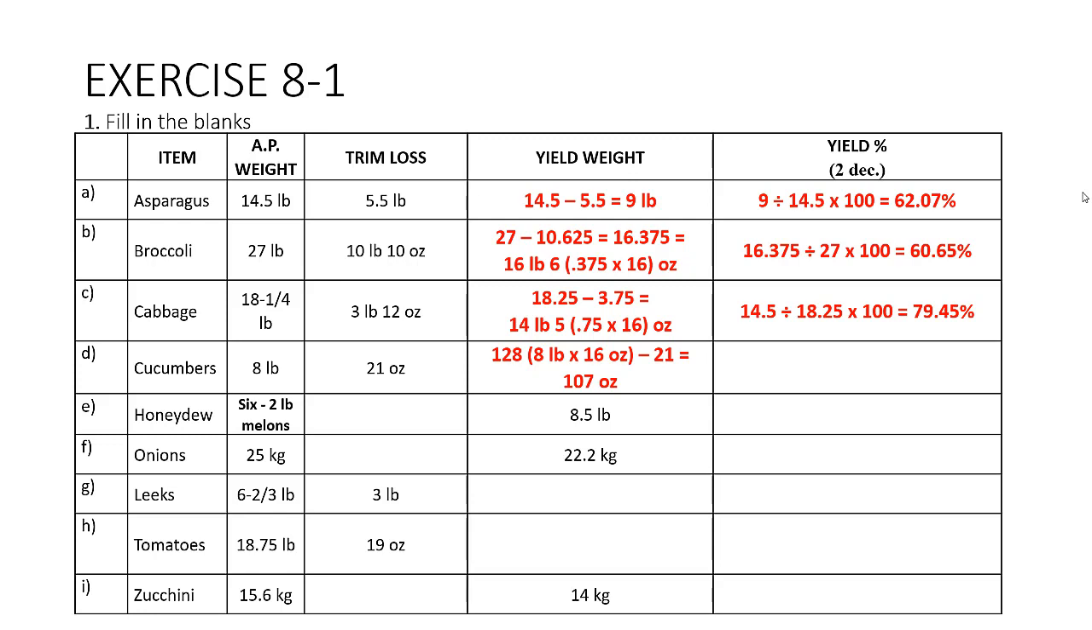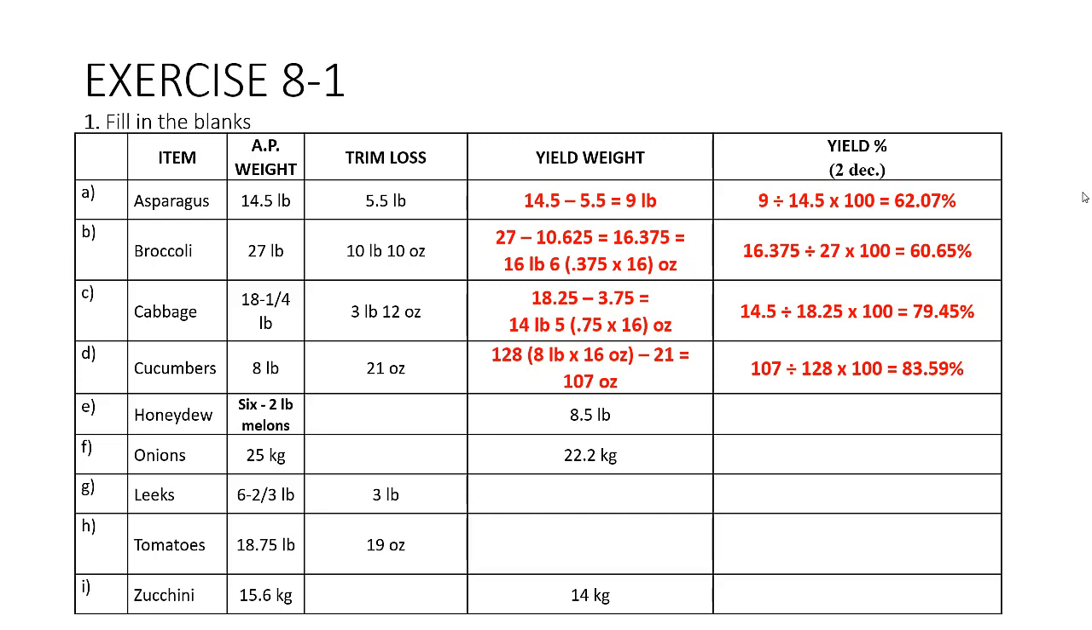So what's the yield percent in this? Well, my EP weight of 107 ounces divided by my AP weight of 128 ounces times 100, we get an 83.59% yield for our cucumbers. We move on to the honeydew, and now we're going to try something a little bit different.